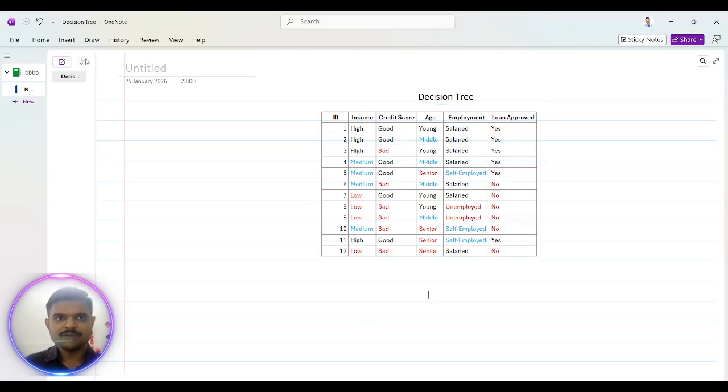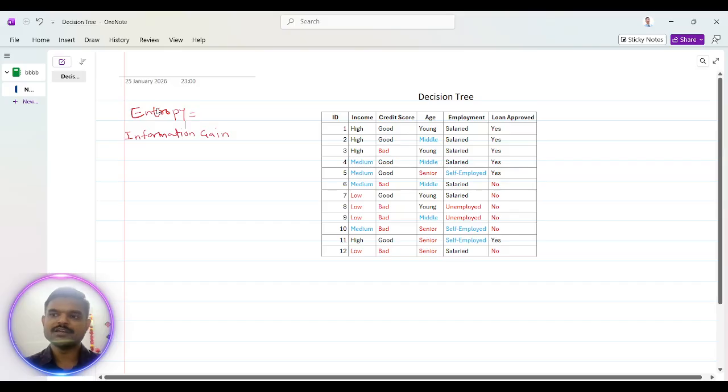Now, the main factors of this decision tree are one is entropy, and one is information gain. So, what is entropy? The first time I listened to this word entropy was from my thermodynamics lectures in my engineering degree. So, what is entropy? It is the degree of randomness.